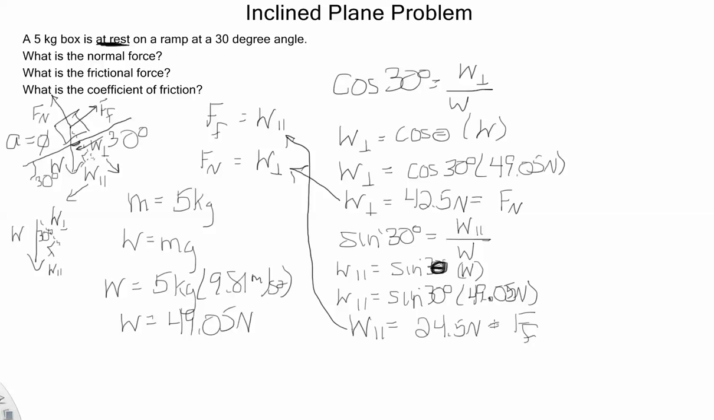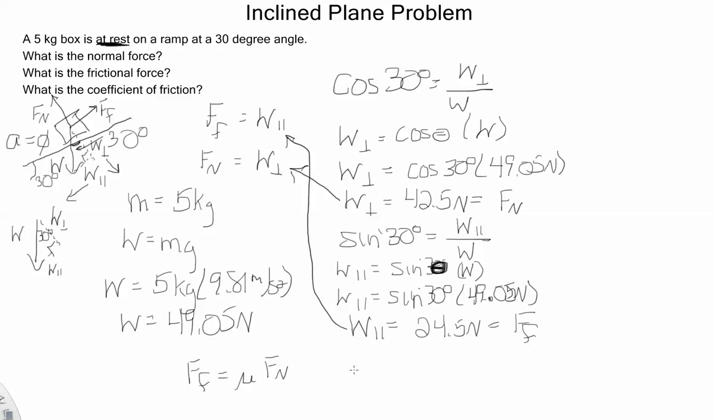We have one last thing to solve for, and that is the coefficient of friction. So coefficient of friction, the only real equation we have with that is frictional force is equal to mu times the normal force. Now this is static friction, okay, because it's at rest. So I'm really solving for coefficient of friction for static.